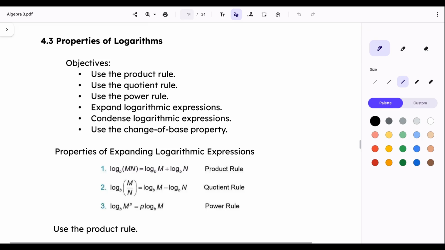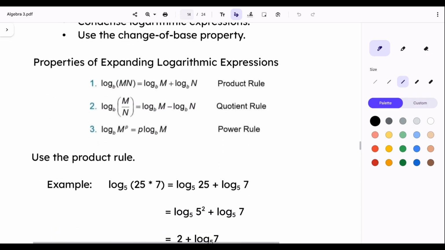So we're going to continue to talk about those things, but we're going to add some new properties in today that will also come into play when you're trying to solve for a logarithm expression. We're going to talk about some rules called the product rule, quotient rule, and power rule, and how you would use those to either expand or condense logarithmic expressions. And then we'll also talk about the change of base property.